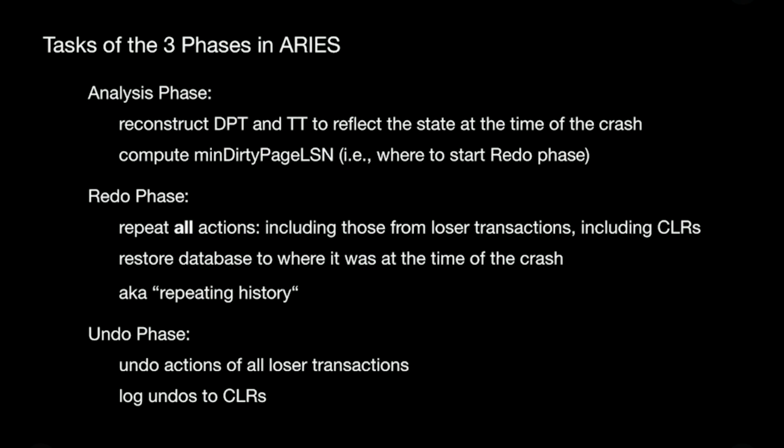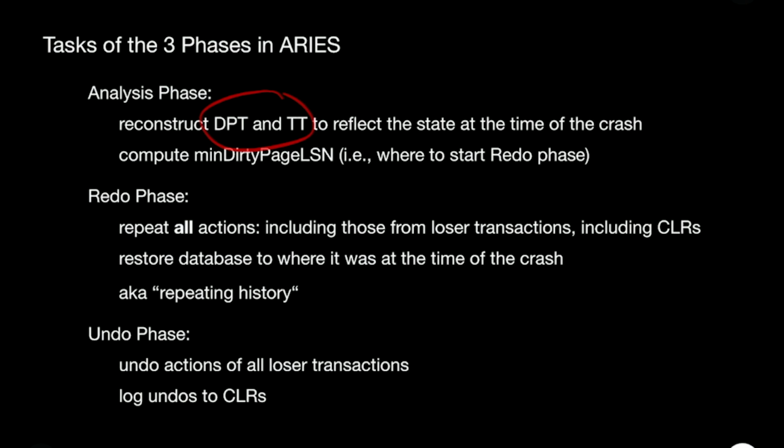Very important. So again, to remind you, those are the three tasks of Aries. The first is the analysis phase, and the purpose is to reconstruct the DPT and TT, so the dirty page table, the list of pages that are possibly dirty, so are a newer version than the one on disk. And the transaction table is a list of the ongoing transactions, so transactions that didn't commit yet. The semantics of this table is really that it must only contain ongoing transactions, the ones that haven't committed yet. If a transaction commits, it's removed from that table. And these structures we reconstruct during the analysis phase, reading the log from the beginning till the end, if there's no checkpoint. That's one task, reconstructing those.